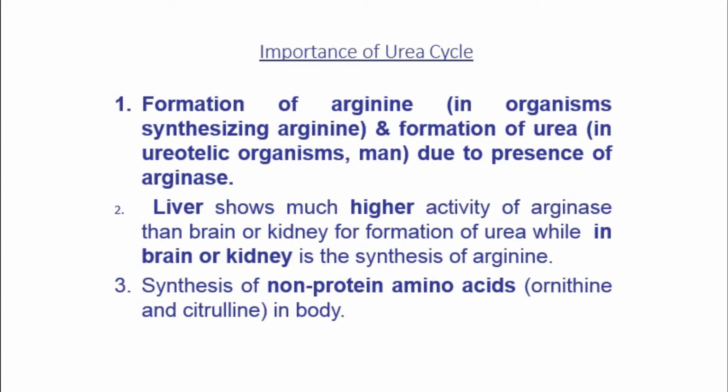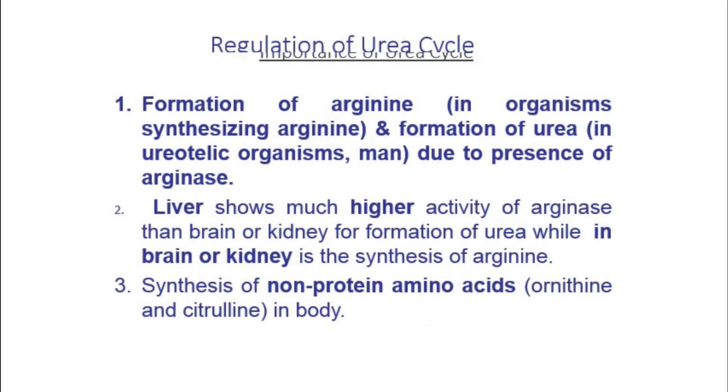Liver has a higher activity of the enzyme arginase than brain or kidney, because it is the place where the urea synthesis mainly takes place. Urea cycle also plays roles in the synthesis of non-protein amino acids, as we have just seen, ornithine and citrulline, which are not found in the blood or in any body tissue protein.